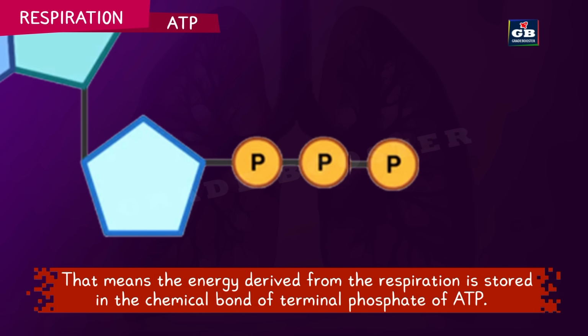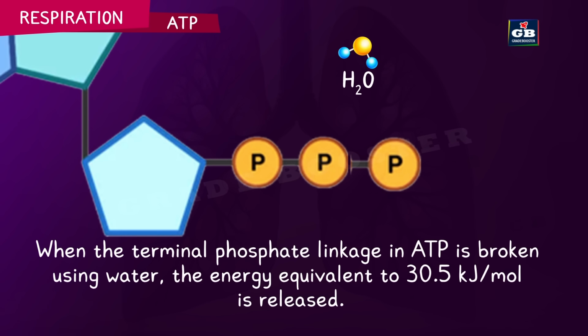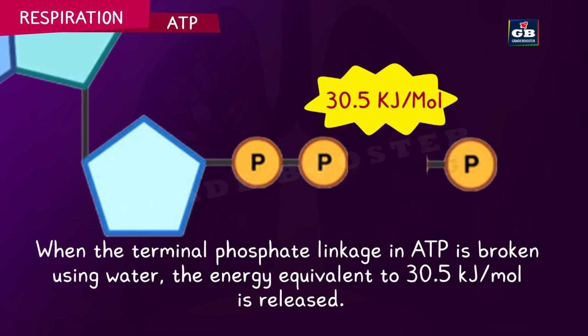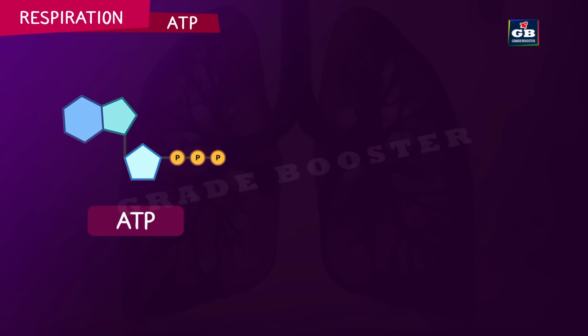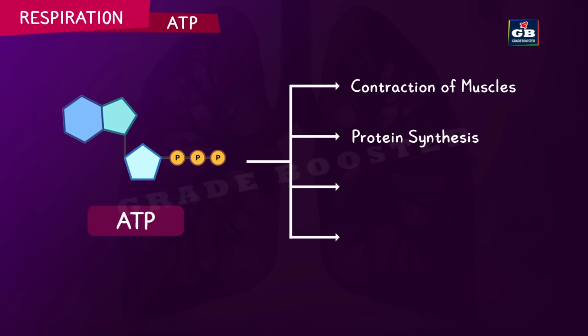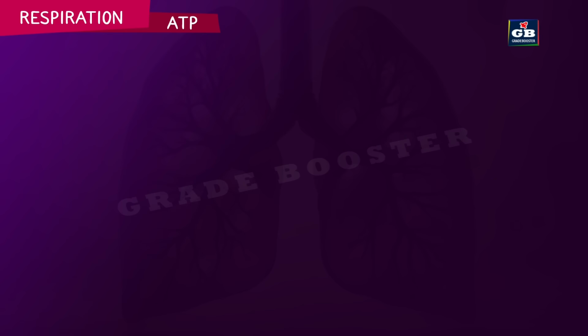That means the energy derived from respiration is stored in the chemical bond of the terminal phosphate of ATP. When the terminal phosphate linkage in ATP is broken using water, the energy equivalent to 30.5 kilojoules per mole is released. This ATP molecule serves as the primary source of energy for various cellular activities. ATP can be used in the cells for the contraction of muscles, protein synthesis, conduction of nerve impulses, and for many other activities. For this reason, ATPs are called the cell currency.